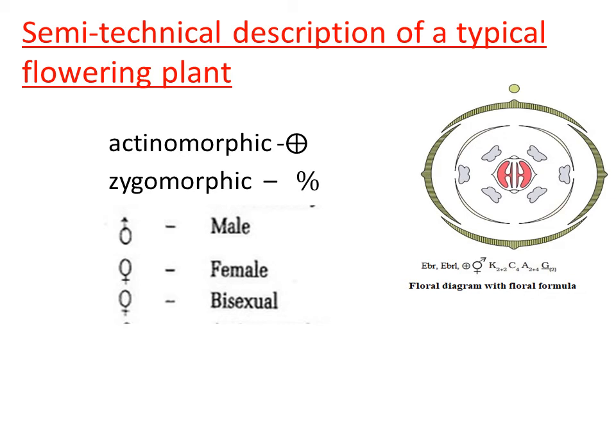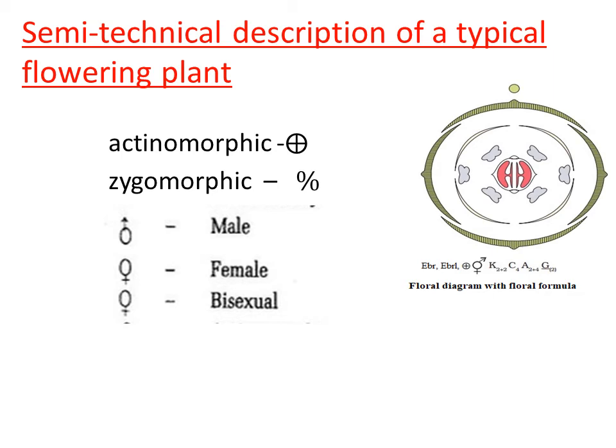Based on the number of reproductive whorls, the flower can be differentiated into bisexual flower or unisexual flower. The symbol we use to represent the bisexual flower is a circle, above that an arrow mark, just below that a plus symbol. In the unisexual flower, the female flower is represented by a circle with a plus symbol below it, and the male flower is represented by a circle with an arrow mark above it. So these are the sets of symbols used to write the floral formula.